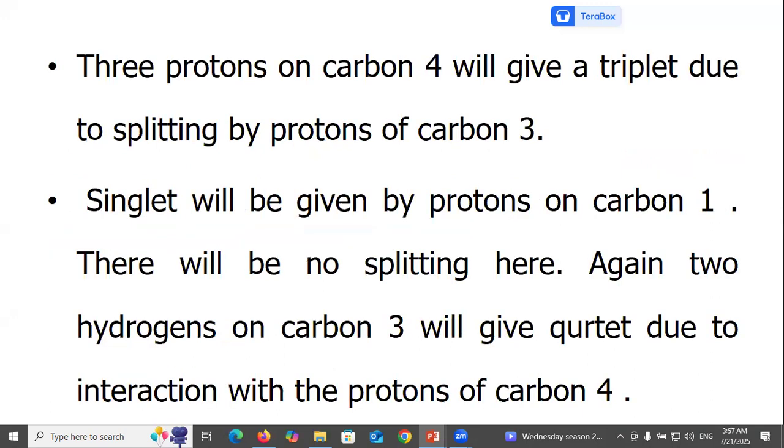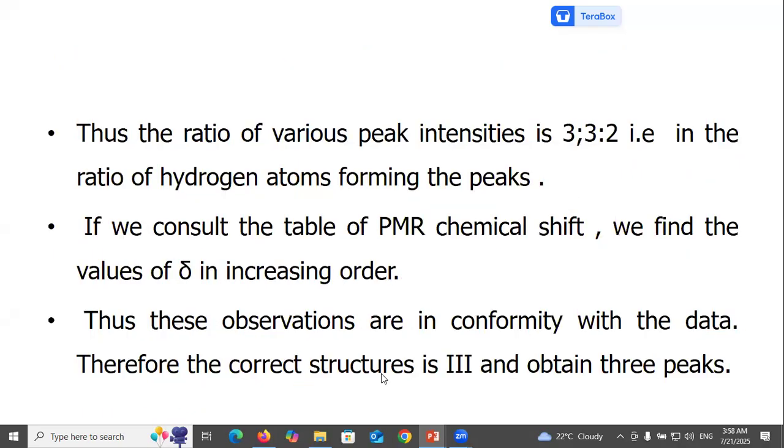The 3 protons on carbon 4 will give a triplet due to splitting by the protons of carbon 3. A singlet will be given by the protons on carbon 1, as there will be no splitting. Here again, the 2 hydrogens on carbon 3 will give a quartet due to interaction with the protons of carbon 4.